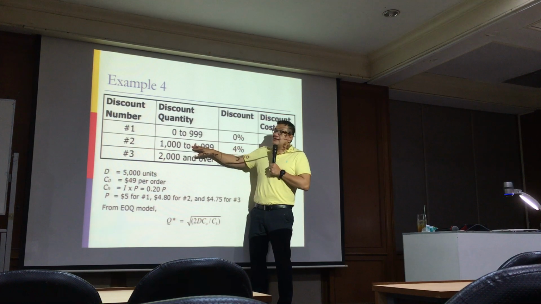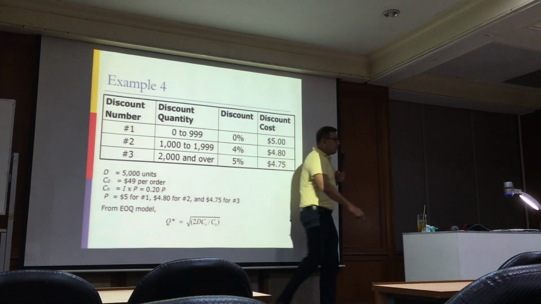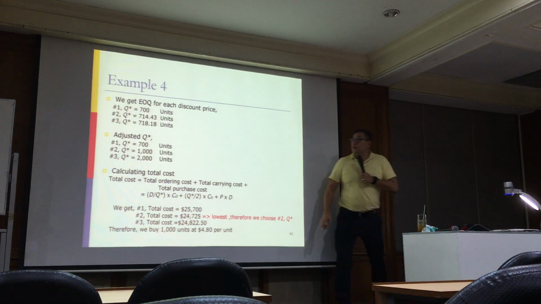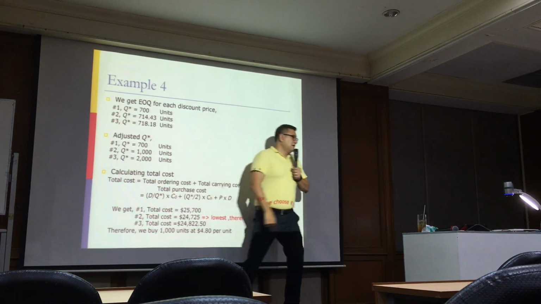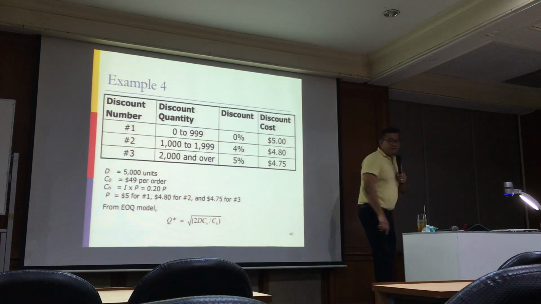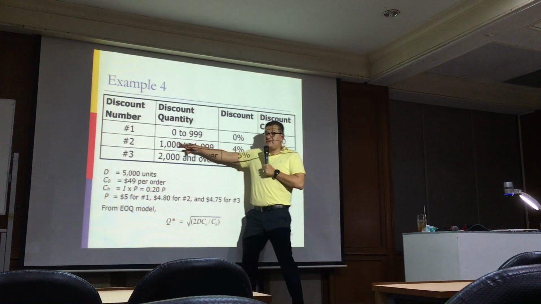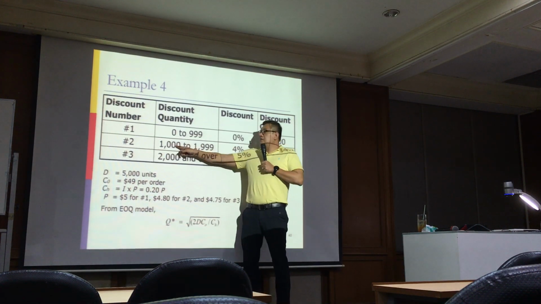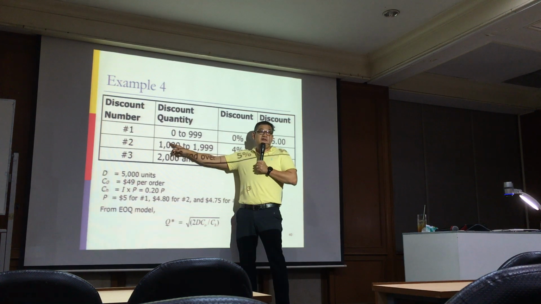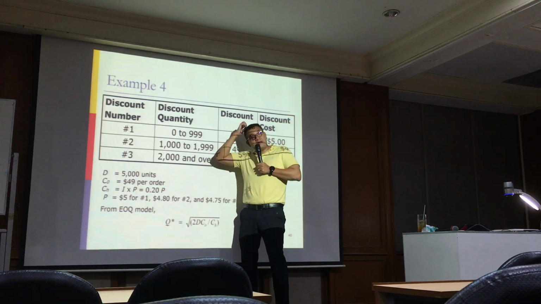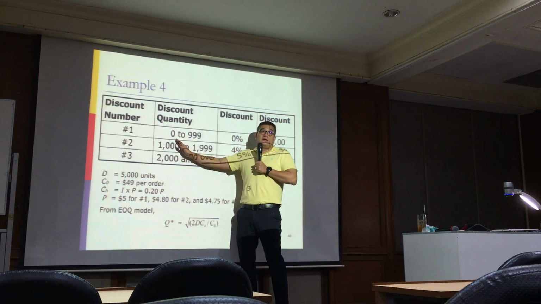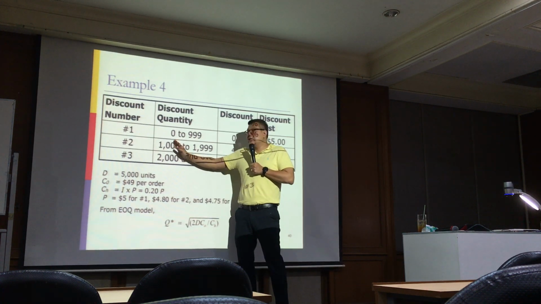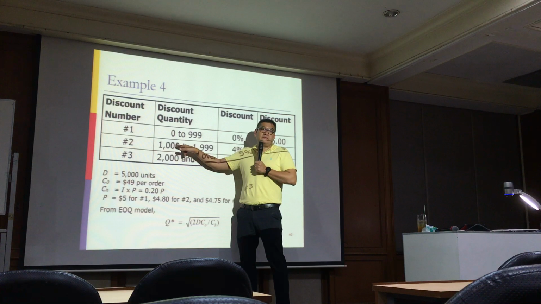But for the second discount level, you calculate Q star equal to 714.43. 714.43, when you consider with this range, is below the low bound. Low bound is 1,000. So then you need to adjust that Q star to be equal to the low bound. Or you adjust 714 to be 1,000.